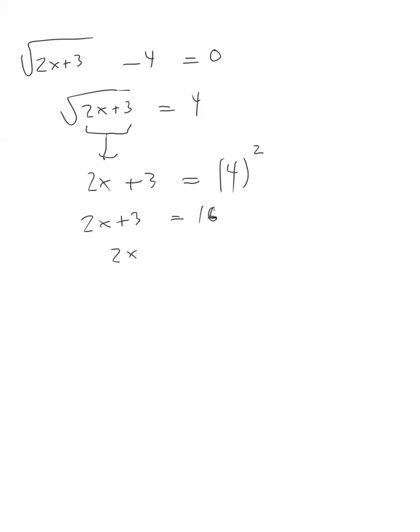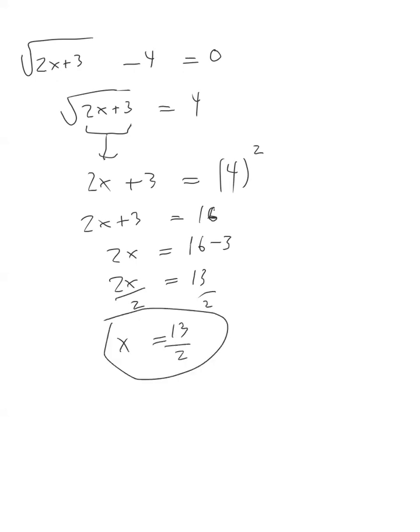Then you move the 3 over after the 16 and get 16 minus 3. So you get 13. Then you divide both sides by 2, and you get x equals 13 halves. And that is the fourth example that I have. So let's try the fifth example.